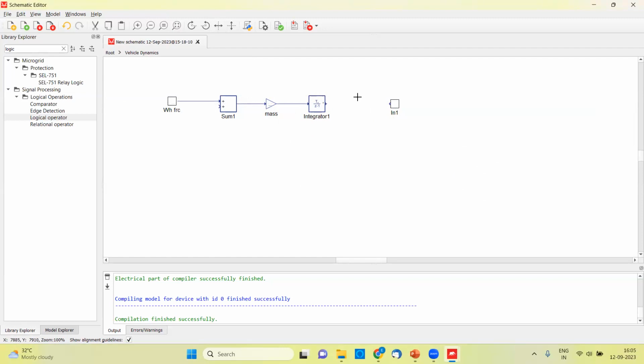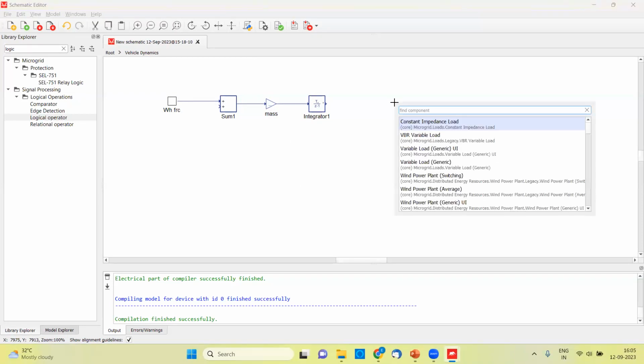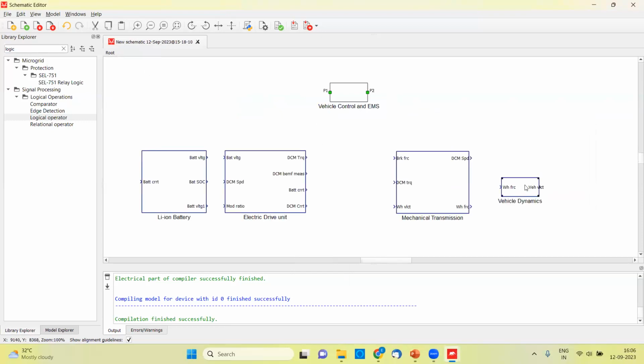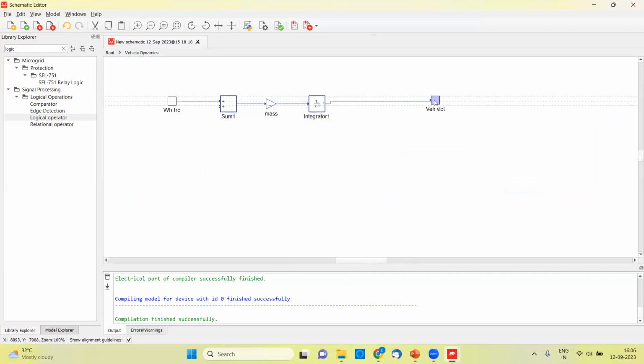Just a minute. I've taken the wrong signal output. So the name is vehicle velocity. Now this vehicle velocity is one component which is getting generated out of this vehicle dynamics subsystem, and we are going to provide this vehicle velocity as an input to our controller, that is the vehicle control unit. So this is the vehicle velocity which we have calculated over here.